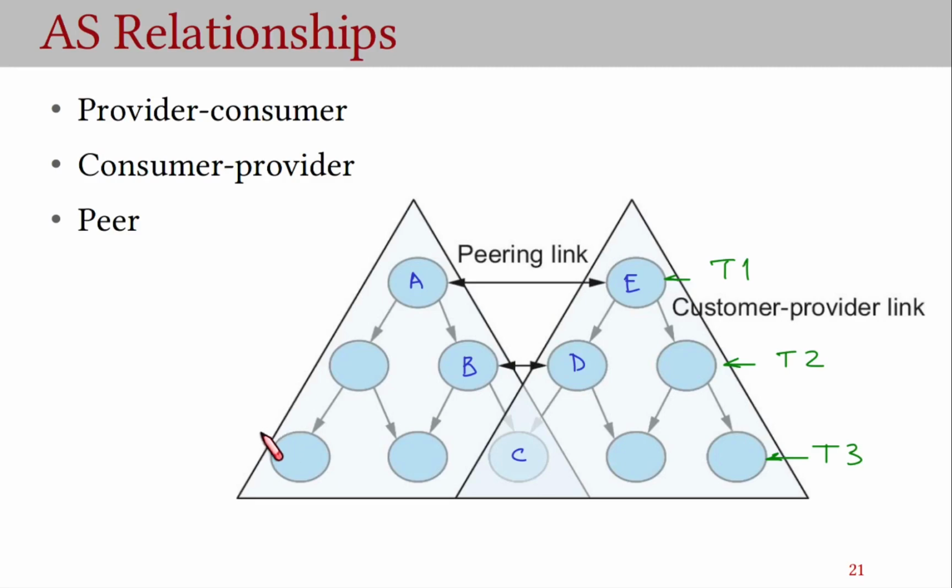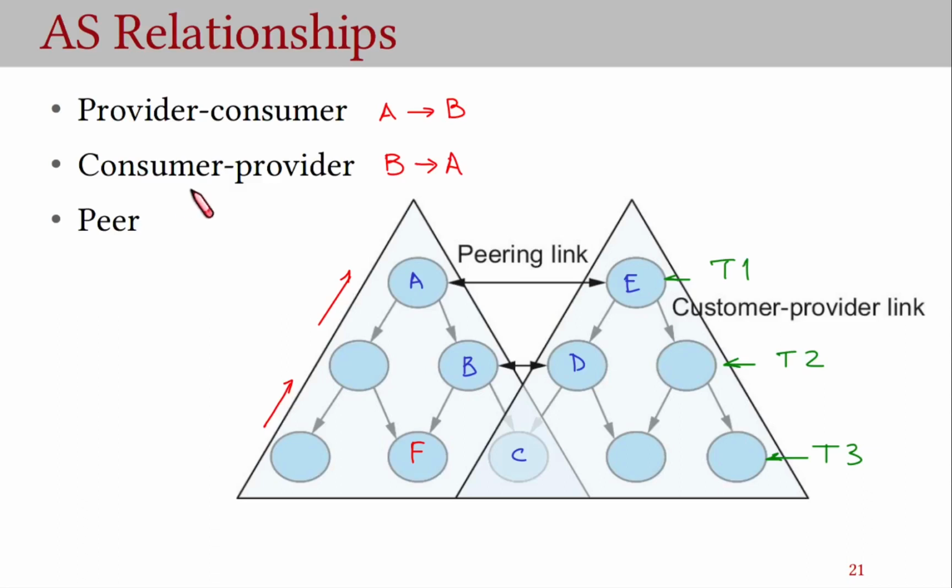Recall that money flows from top to bottom, right? Like that. So C pays B and D, B pays A, D pays E. A to B is a provider-consumer relationship. So a policy for A would be to advertise all the routes that it knows to B and all the routes that it learns from B to everyone else.